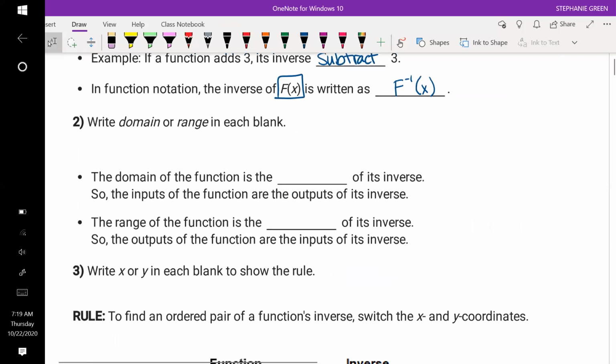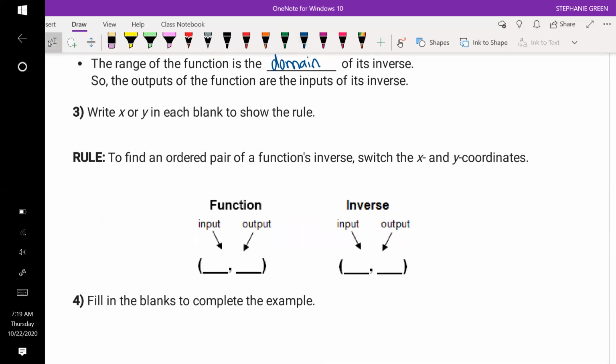The next thing is the domain and range. As you know, the domain is all of your possible x values, and the range is all of your possible y values. So the domain of the function is always going to be the range of the inverse, and the range of the function is always going to be the domain of the inverse. So basically what happens is in an inverse function, all of your x's and your y's get switched.